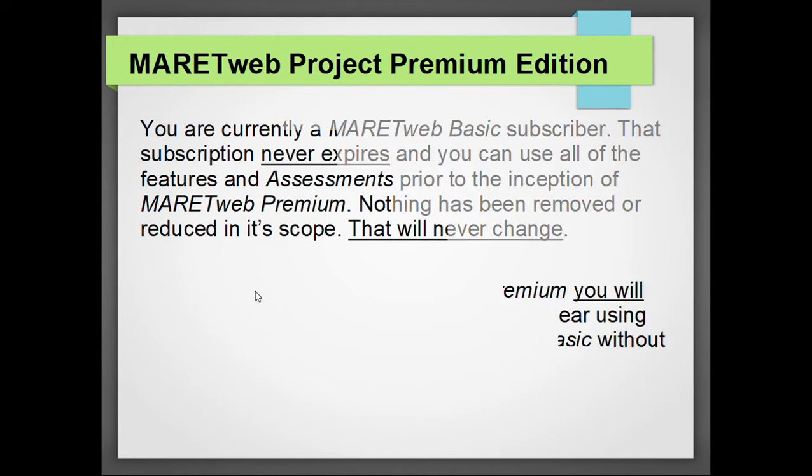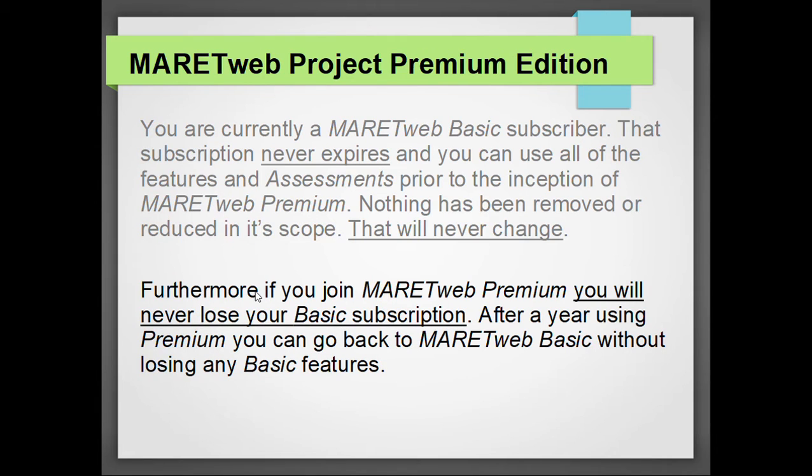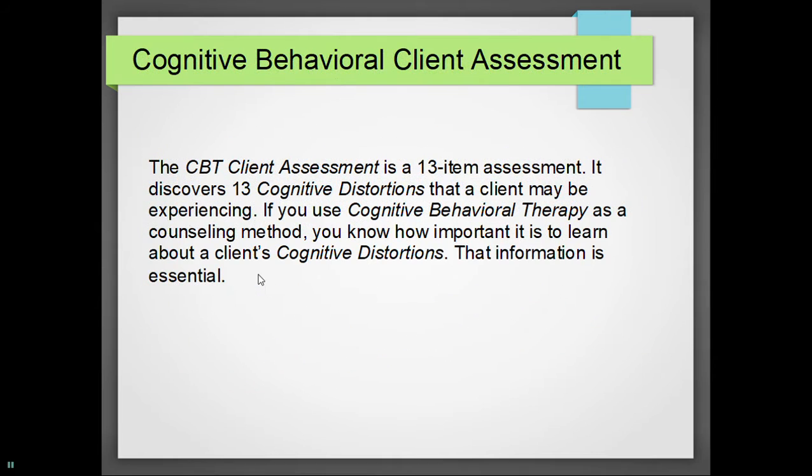Let's see here, we'll go past that screen. If you decide to try out or subscribe to MARETweb Premium, you will never lose your basic subscription. So if you go on a yearly payment plan and decide you don't want to do it anymore, you will revert back to basic, and of course you'll lose all the premium features, but you're not going to lose your basic subscription. You'll still have that. Nothing has been removed from the basic subscription package when we upgraded to premium. There's just some stuff that's been added that is kind of really important. So let's go on and take a look at some of those things.